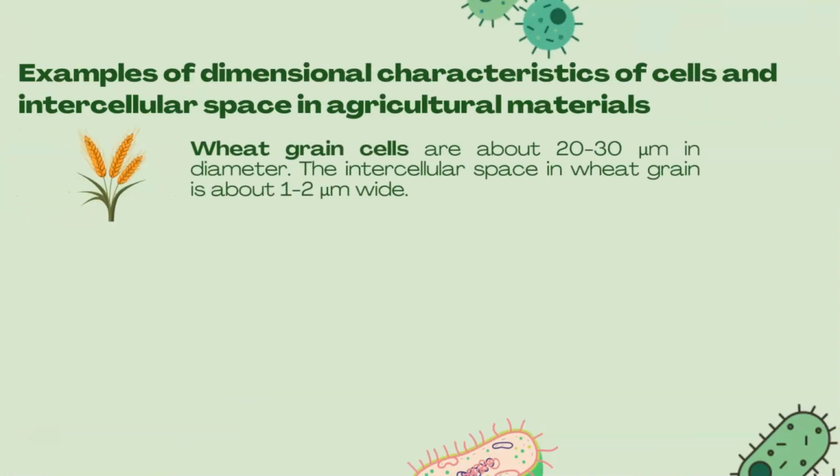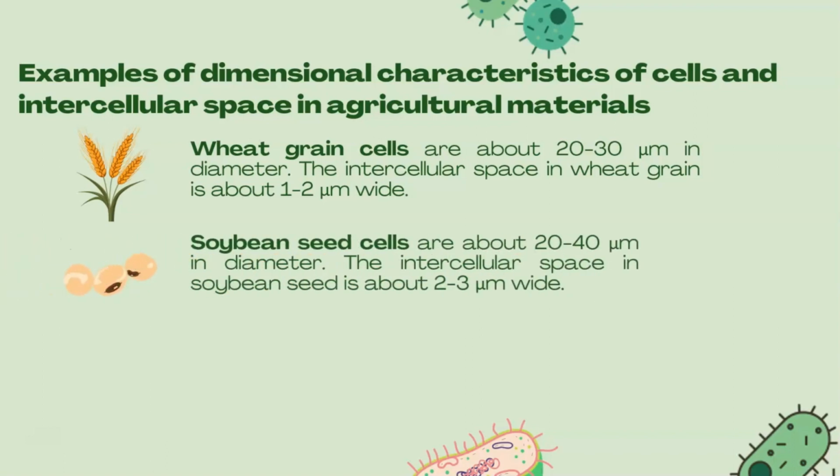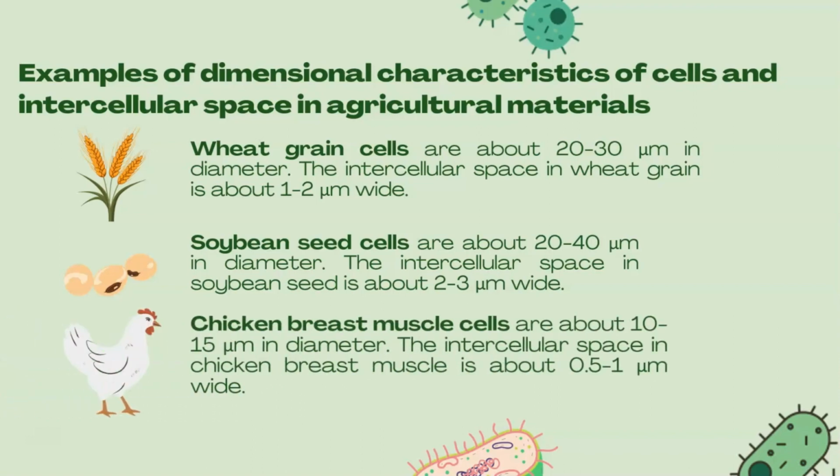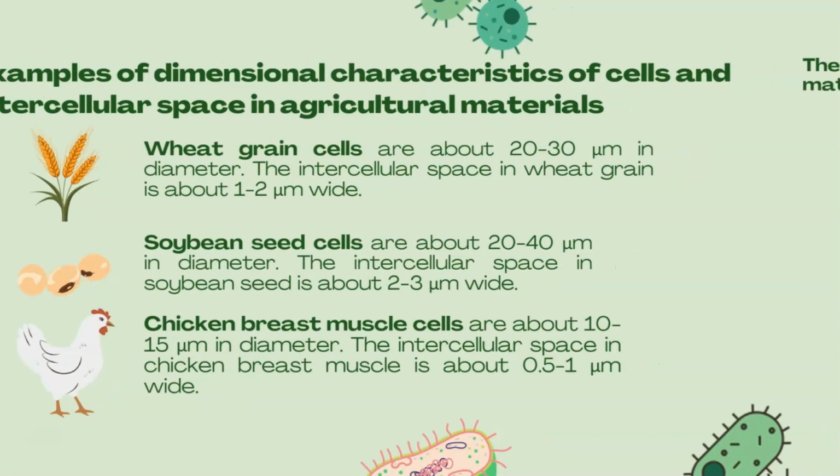Wheat grain cells. Wheat grain cells are about 20 to 30 micrometers in diameter. The intercellular space in wheat grain is about 1 to 2 micrometers wide. Soybean seed cells. Soybean seed cells are about 20 to 40 micrometers in diameter. The intercellular space in soybean seed is about 2 to 3 micrometers wide. Chicken breast muscle cell. Chicken breast muscle cells are about 10 to 15 micrometers in diameter. The intercellular space in chicken breast muscle is about 0.5 to 1 micrometer wide.